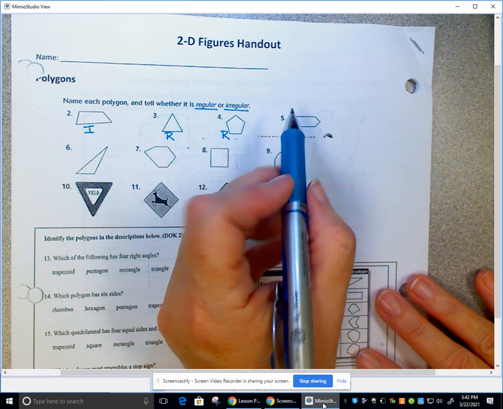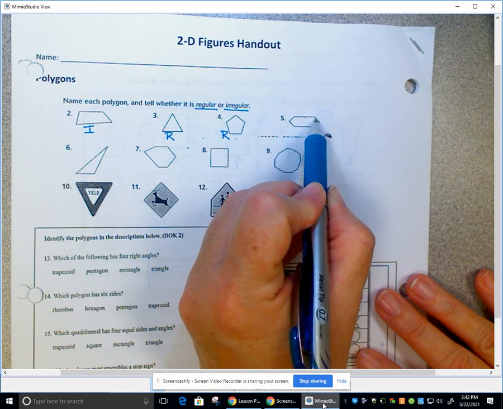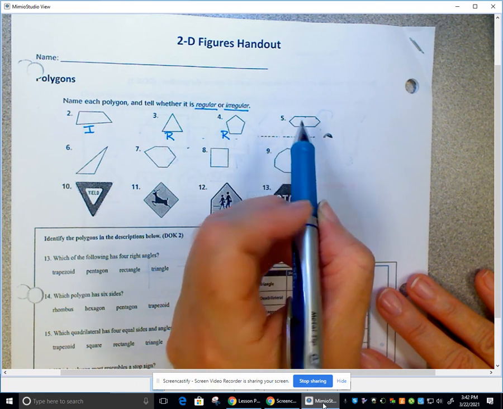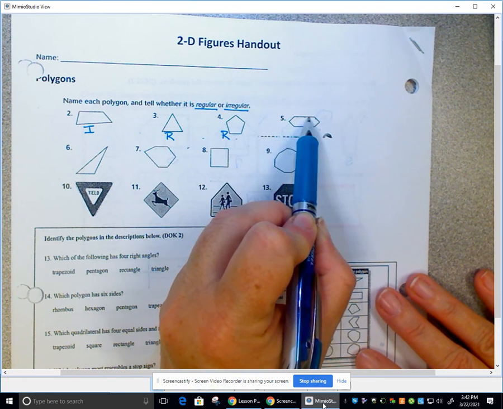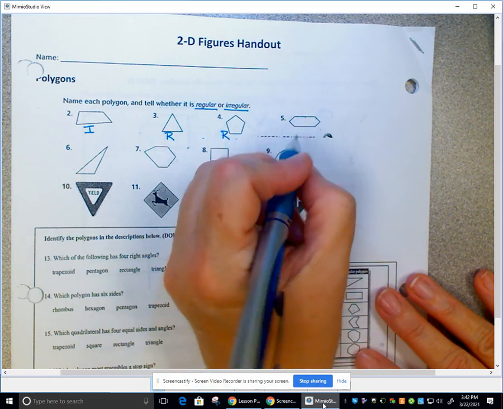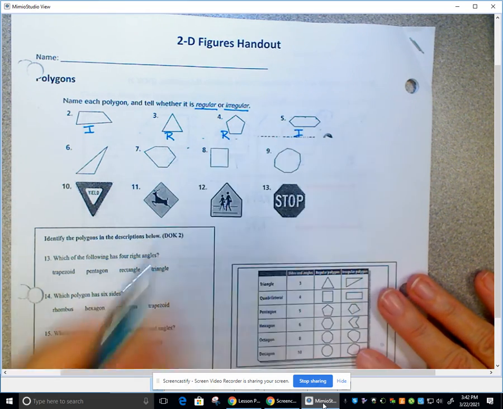All right, look at this one. It's got 1, 2, 3, 4, 5, 6 sides and angles, so that's a hexagon. And as you can see, this side is longer than that side. They're not all the same length, so this would be an irregular hexagon.